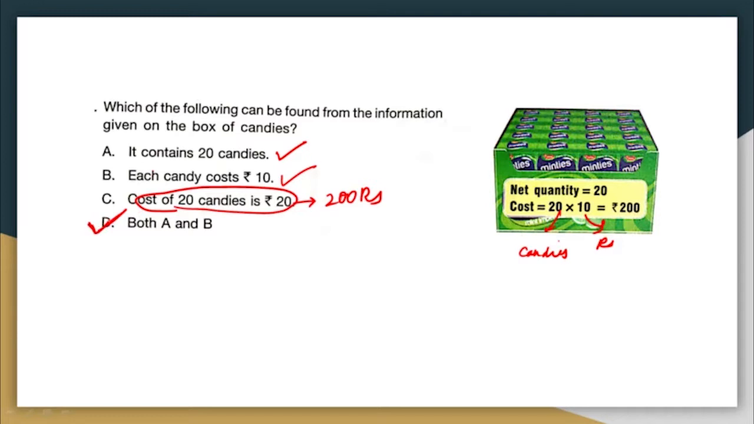So the correct answer, you should mark it as option D. Option D is your correct answer. A is also correct, B is also correct, but don't mark A and B as your answer. Your correct answer here is option D, both A and B.